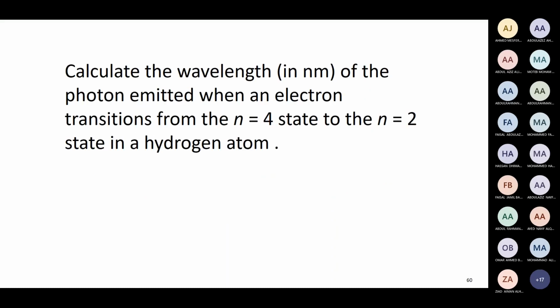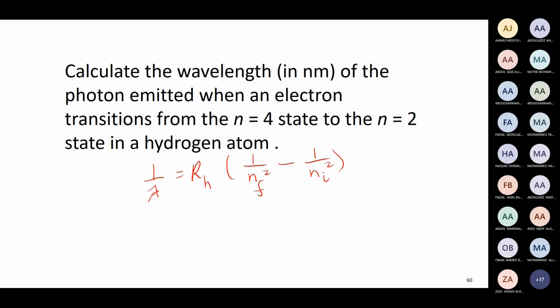All right. Now, very quickly, chapter 6. Calculate the wavelength in nanometer of a photon emitted when an electron transitions from n equal to 4 to n equal to 2. What's the equation that you're going to use? 1 over lambda equal to what? R infinity, H, times what? 1 over n final square minus 1 over n initial square.